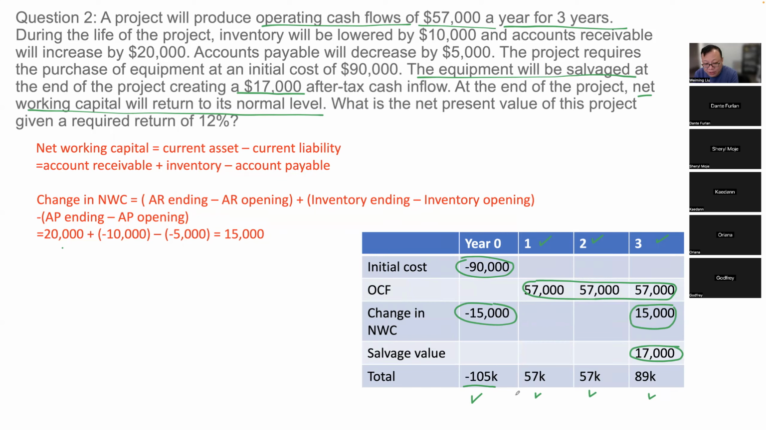Okay. With this information, and then you know the required return is 12%. So with all this information now, why don't you use your financial calculator to calculate what's the net present value? Okay, Godfrey gets 54,681. Okay, thank you, Godfrey. We'll just wait to see what numbers other people are getting.